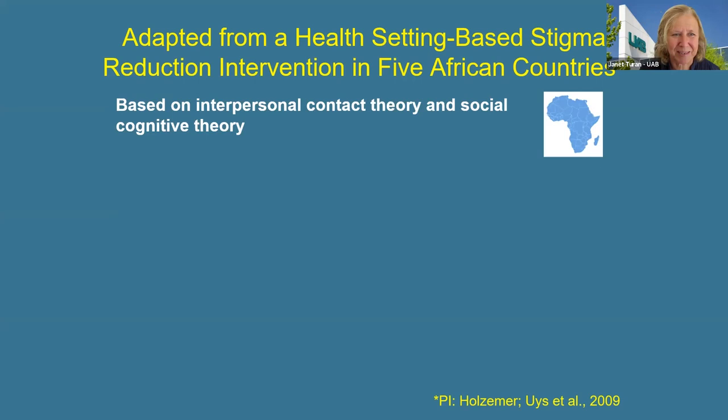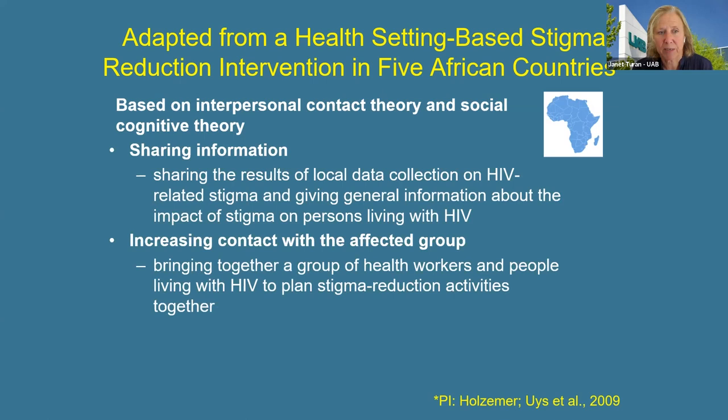It's a really solid intervention for stigma reduction because it's very well grounded in interpersonal contact theory and also social cognitive theory. And it has different elements. It's got 3 components. One is sharing information. So you do actual local data collection on stigma and share that information and how stigma actually impacts people living with HIV or other conditions that you're working on.